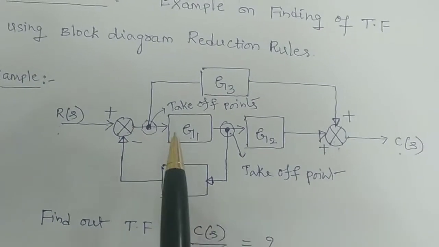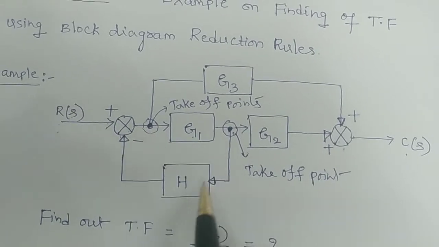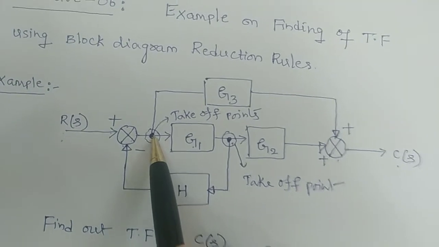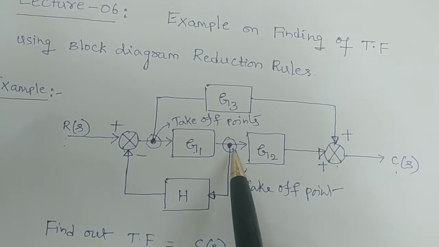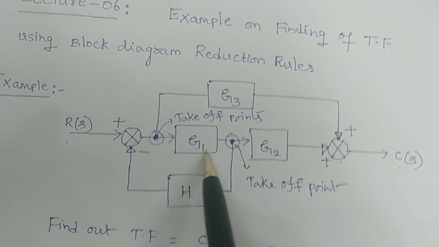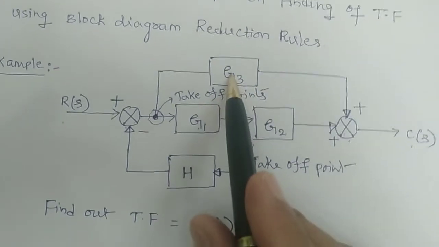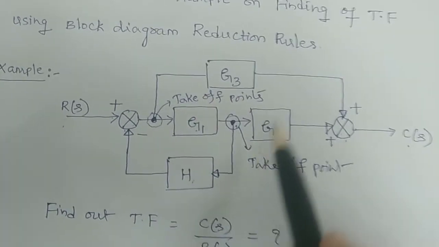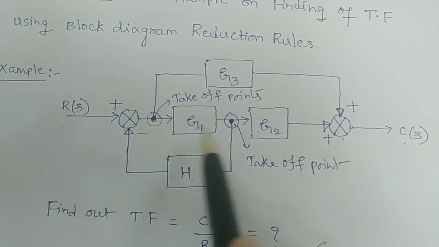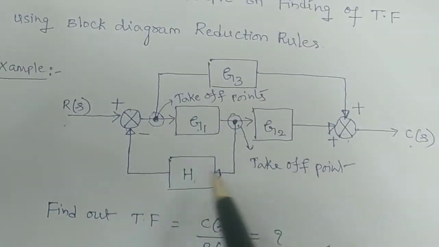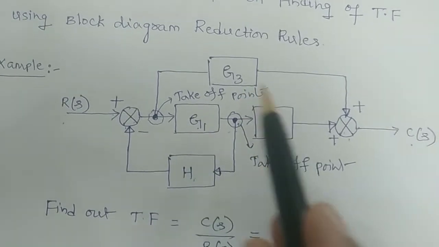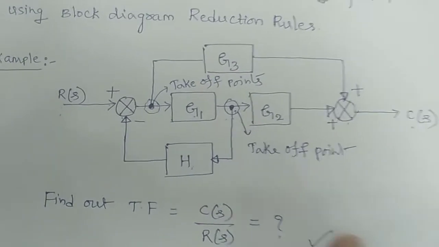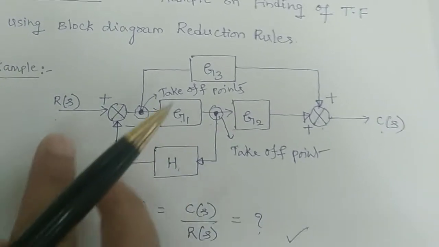So in order to bring it to the simplest form, this takeoff point should not be here. It must be shifted to after this block, after G1. G1 is one block, G2 is another block, G3 is another block, and H is another block. There are 4 blocks and 2 takeoff points. By simplifying these takeoff points and blocks, applying the rules we saw in the previous session, we have to find the ratio C of S by R of S.